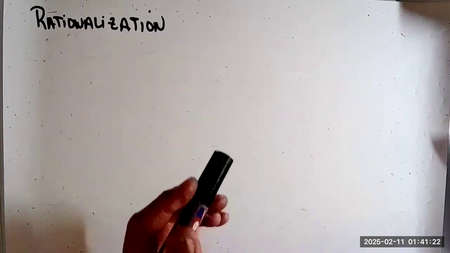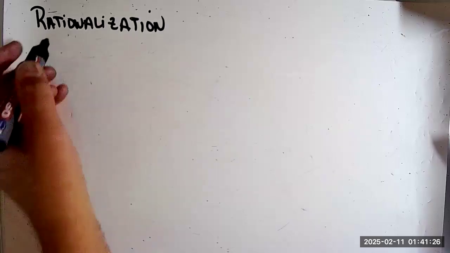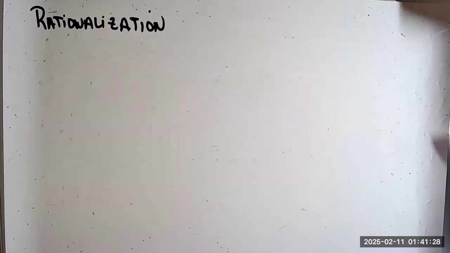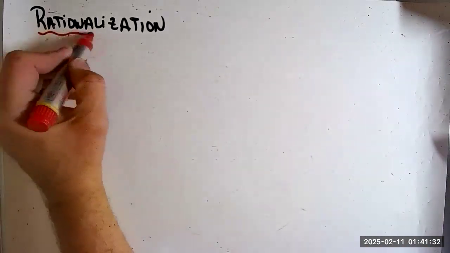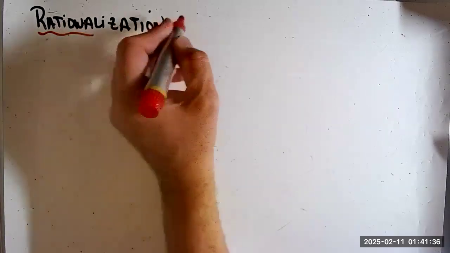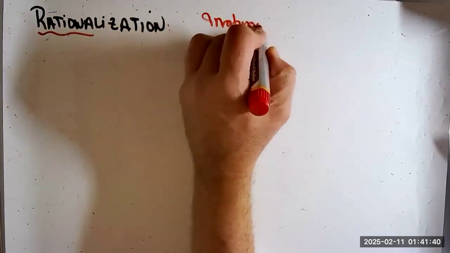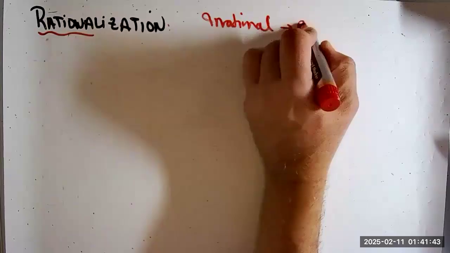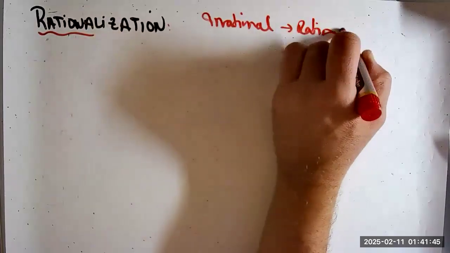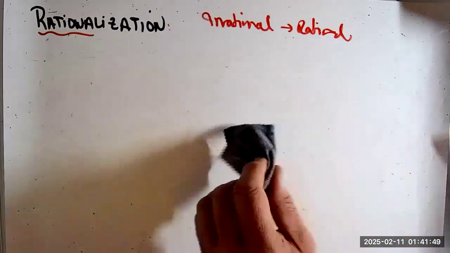Let's quickly talk about the process of rationalization. I have a major issue with this word. I just can't pronounce it. For rationalize, making the number rational. Namely, this is the process of taking something that is irrational to make it rational. This is what is called the process of rationalization.